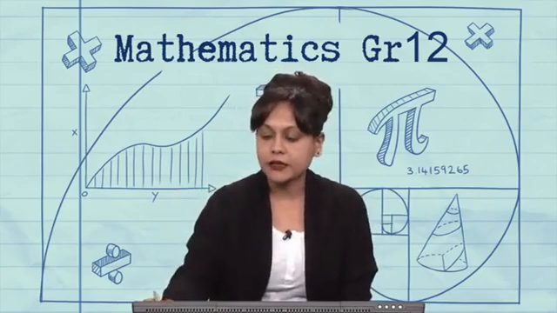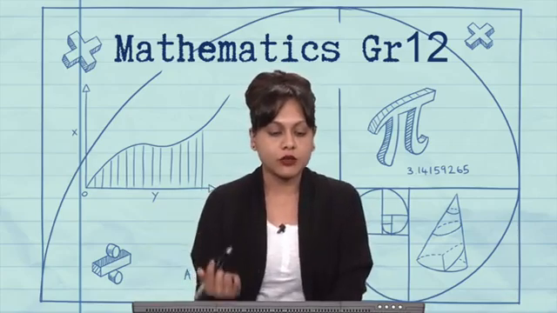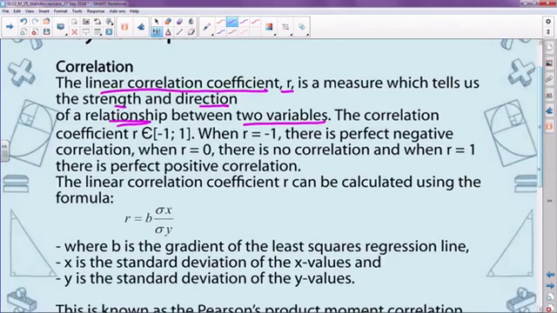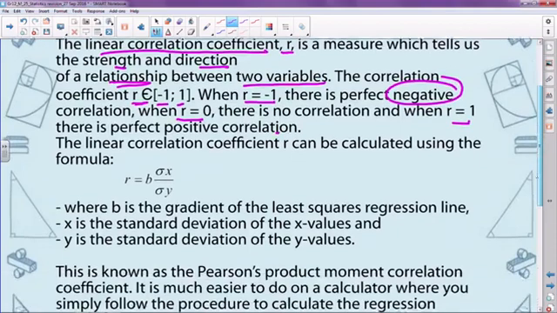All right. Then the other important concept we talked about in grade 12 is correlation. And we looked at what we call the linear correlation coefficient, which is given by the letter R. This measure tells us the strength and direction of a relationship between two variables. The correlation coefficient has a range of values between -1 and 1. When R is equal to -1, that tells us there's a perfect negative correlation. When R is equal to 0, there is no correlation. And when R is equal to 1, there is a perfect positive correlation between your variables.